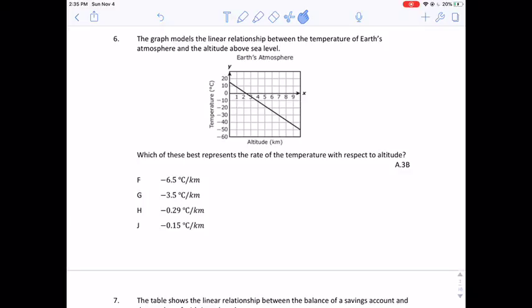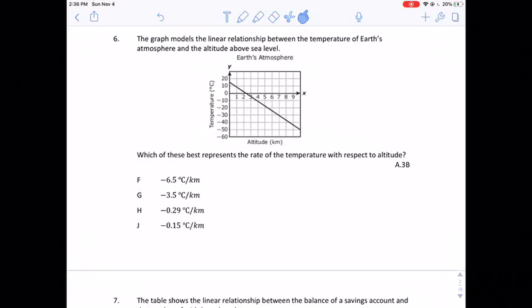Problem number 6. The graph models the linear relationship between the temperature of Earth's atmosphere and the altitude above sea level. Which of these represents the rate of the temperature with respect to altitude? Again, this is a rate, and the rate is a slope. So all I need to do is get 2 points and find the slope again.